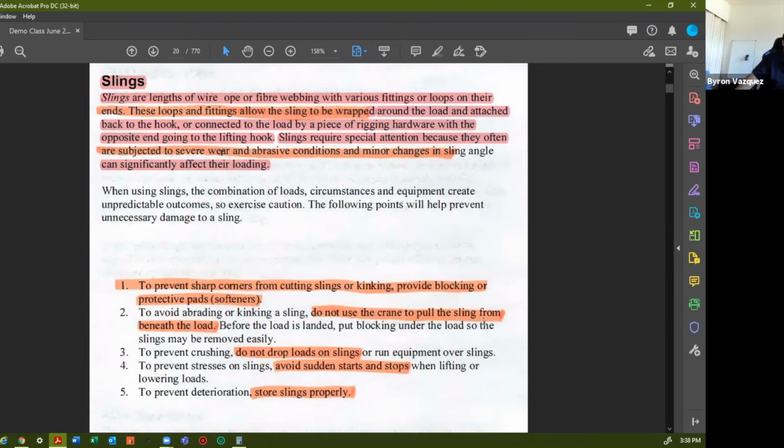Do not use the crane to pull the sling from beneath the load. So some safe work practices here. Not good practice to do that. Do not drop the loads on the sling. So again, you don't want to set down whatever it is you're lifting on the sling itself. It's just some more safe work practices. Avoid sudden stops and starts. Store slings properly. All safe work practices, all things that you should know how to do.